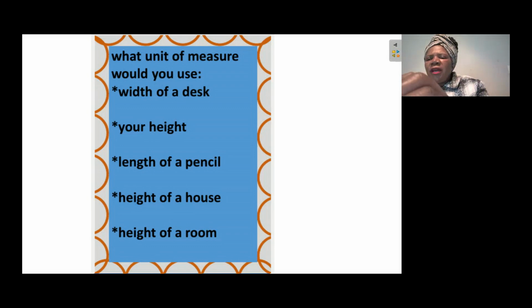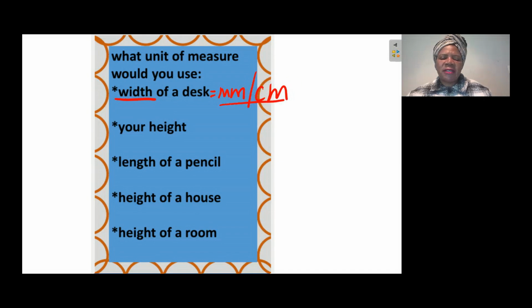Here we are to try and find out the correct unit of measure that we would use to measure these things which are given here, right? We have got the width of a desk. If you can just look at your desk, can you use meters or kilometers? You can see that those measurements are too big. You will need probably millimeters. You can measure in millimeters, and you can also measure in centimeters, right?